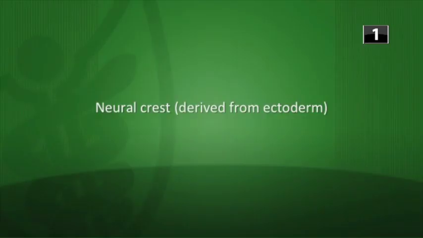Let's get started. First question, the dorsal root ganglion is considered gray matter within the spinal cord. From what embryological derivative are the dorsal root ganglia derived? So the dorsal root ganglia are derived from the neural crest, which is derived from ectoderm.